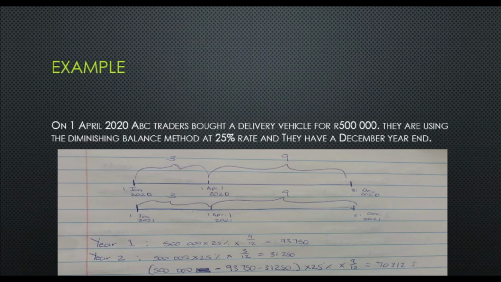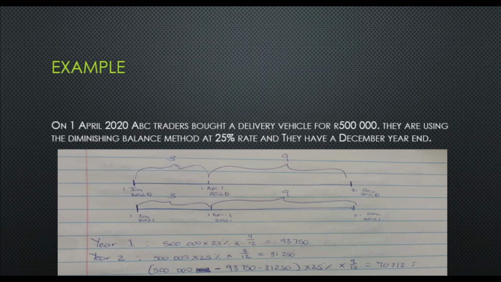So our depreciation, we've had the asset from the 1st of April, and the period 1st of April to 31 December is 9 months. So in the first year we're going to have 500,000 times our rate 25% times 9 over 12. We get our depreciation for the year end 31 December 2020 of 93,750. For our second year, we have 500,000 times 25% times 3 over 12, which gives us a depreciation of 31,250.